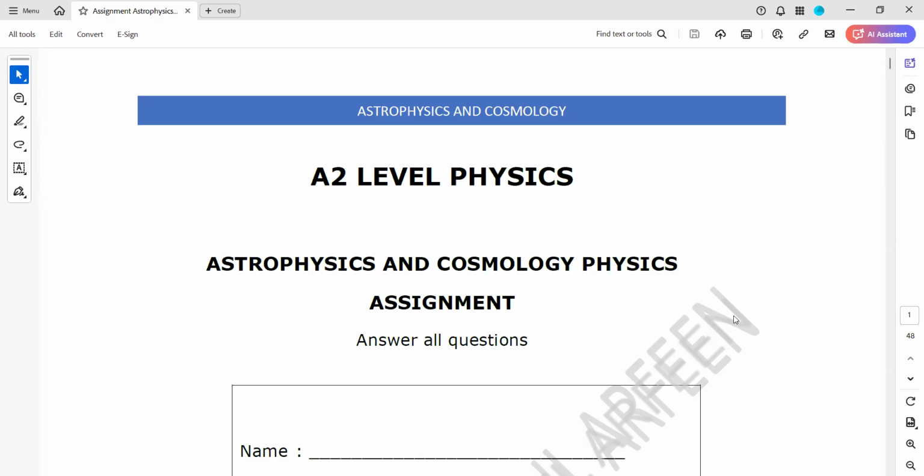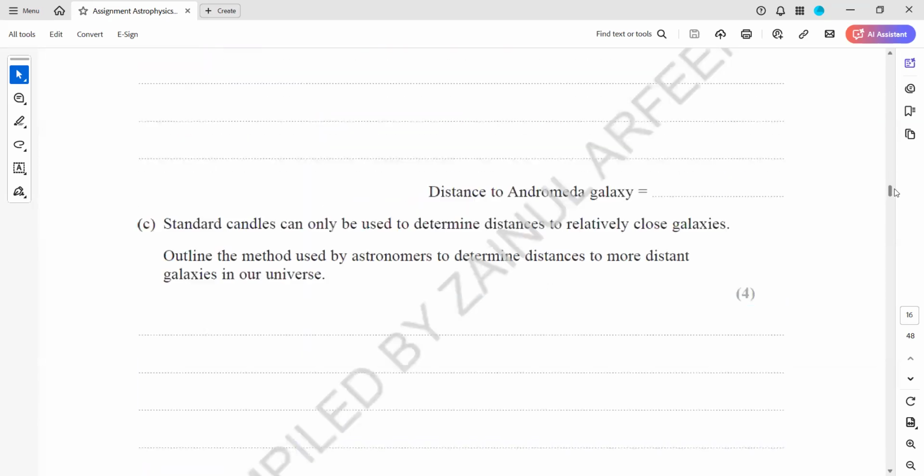Assignment: Astrophysics and Cosmology. We'll start with question 17 from this assignment.